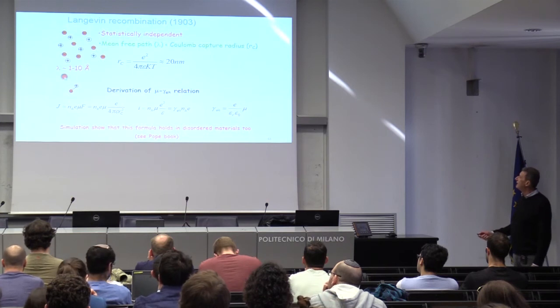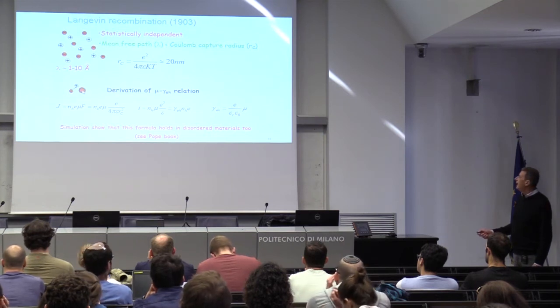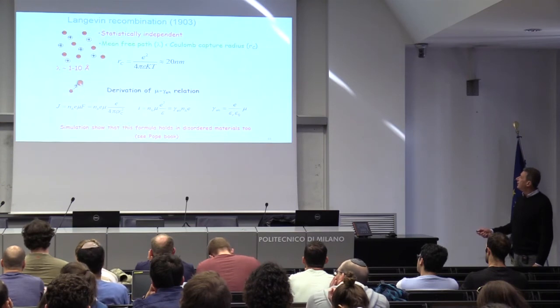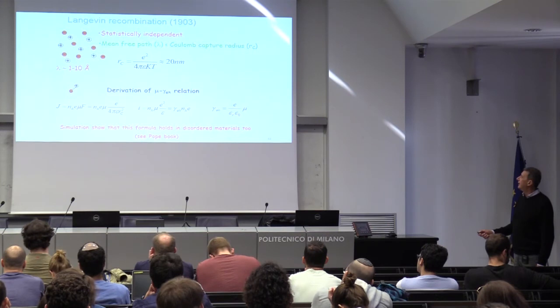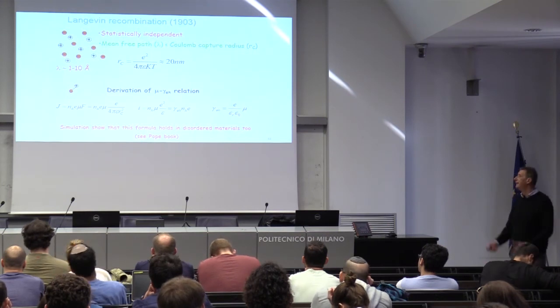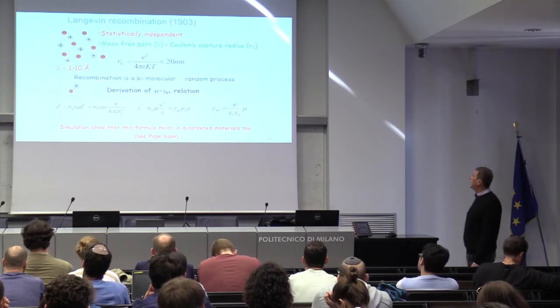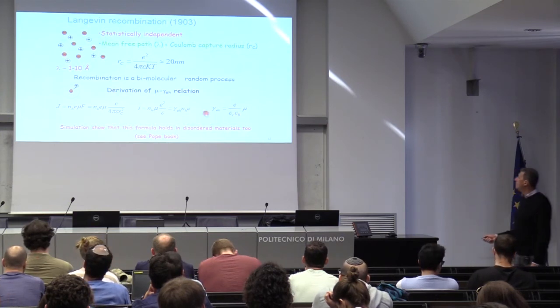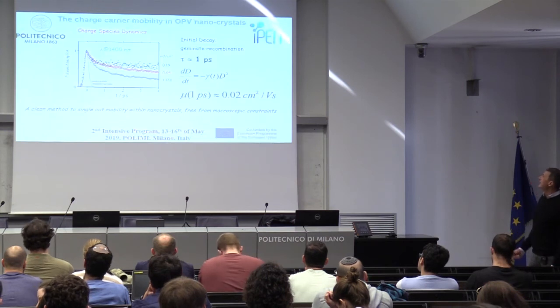So what you do, you make a sphere with the Coulomb radius, the capture radius. It means that if the distance is below this radius, the charge will annihilate and recombine. And on this surface, you are considering a flux of charges coming due to a drift current due to the field. So if you do this simple equation, then you get the bimolecular recombination, and there is this relation between the bimolecular constant and mobility. And indeed, that's what we did.